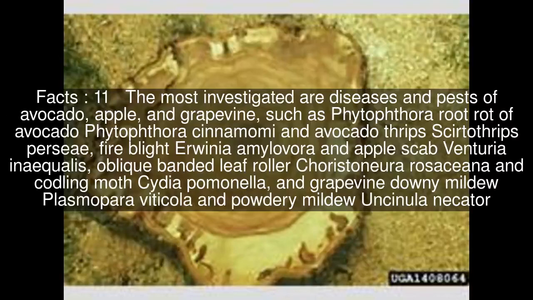The most investigated are diseases and pests of avocado, apple, and grapevine, such as Phytophthora root rot of avocado, Phytophthora cinnamomi, and avocado thrips Scirtothrips perseae, fire blight Erwinia amylovora, and apple scab Venturia inaequalis, oblique banded leaf roller Choristoneura rosaceana, and codling moth Cydia pomonella, and grapevine downy mildew Plasmopara viticola, and powdery mildew Uncinula necator.